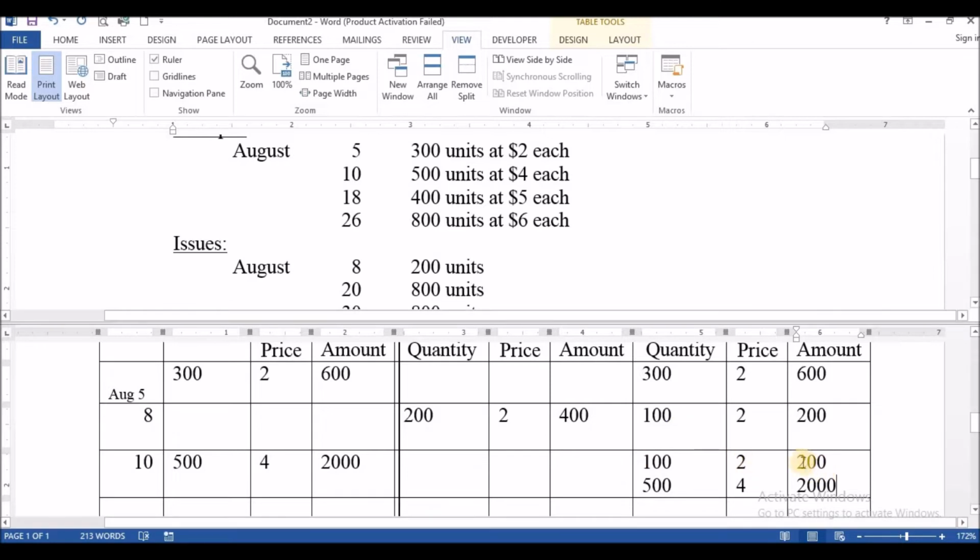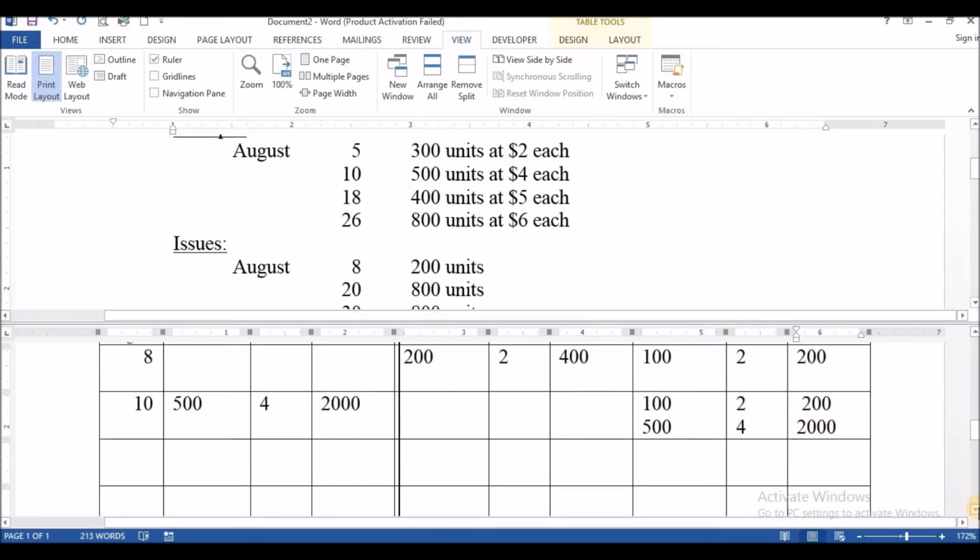So on the 10th, our stock will be valued at $2,200. As we go along now, we will just pay attention to the last row in the balance column. So now we have the 18th. We purchased, so we add the date. On the 18th we purchased 400 units at $5. So that's another $2,000.